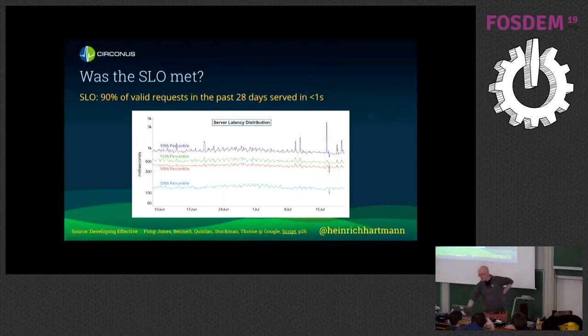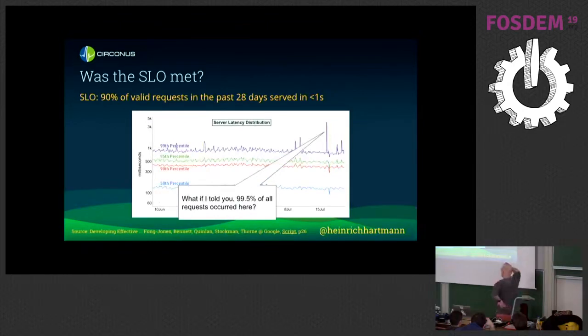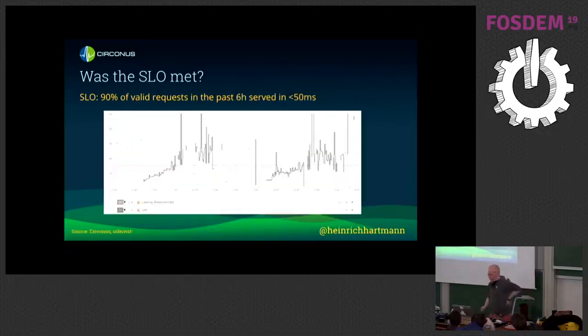But is that really true? So what if I told you that actually 99.9% of all the requests occurred there? We don't actually have the request count here, we don't know. And by the way, this is not how a real percentile metric looks. This is how a percentile metric looks, at least how our percentile metric looks. I don't know if you have stuff like this.